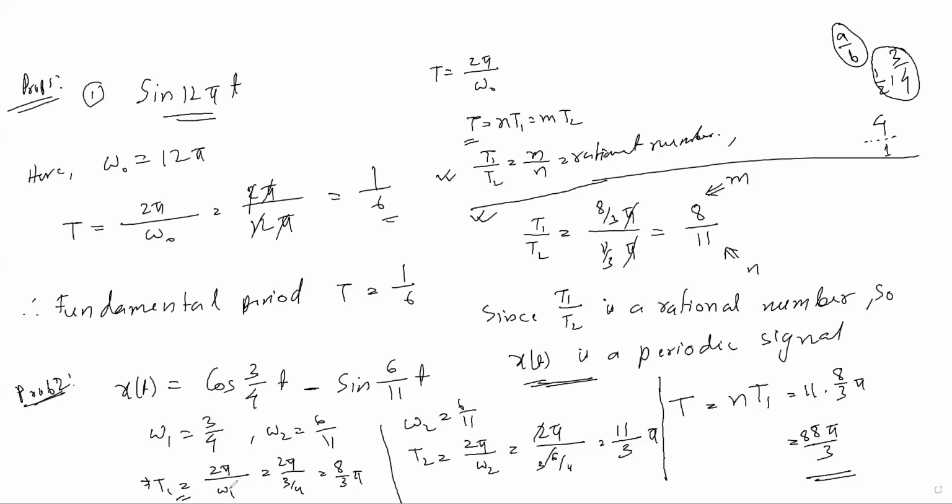After finding T1 and T2, we try to find the condition, whether it is satisfied or not. We see that the condition T1 by T2 is satisfied, meaning it is a rational number. Like that we are able to find the periodic signal. Okay, so let's do another problem.